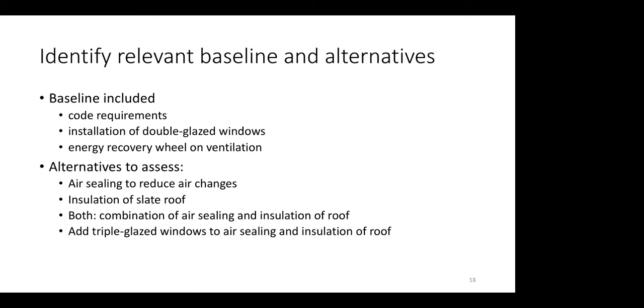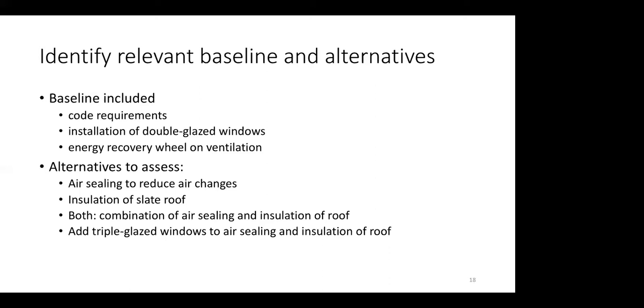And this was a case where we intentionally selected the baseline not to be the current condition of the building because we knew we were going to be making some upgrades. In particular, there were things we were going to have to do to satisfy code. And we had also already decided that it made sense to install double glazed windows and an energy recovery wheel on ventilation. So we build those in as our baseline in the analysis we're going to do.